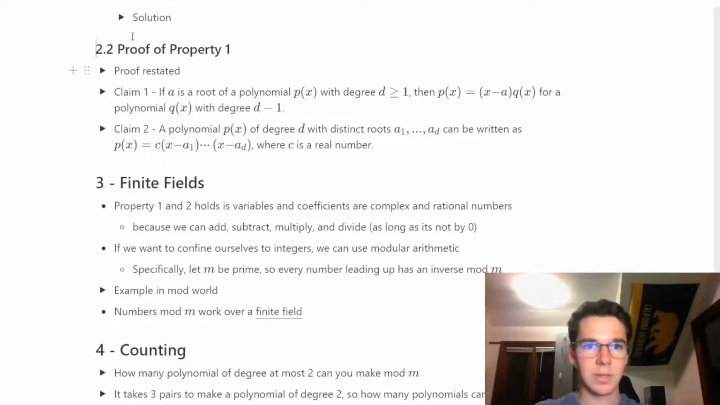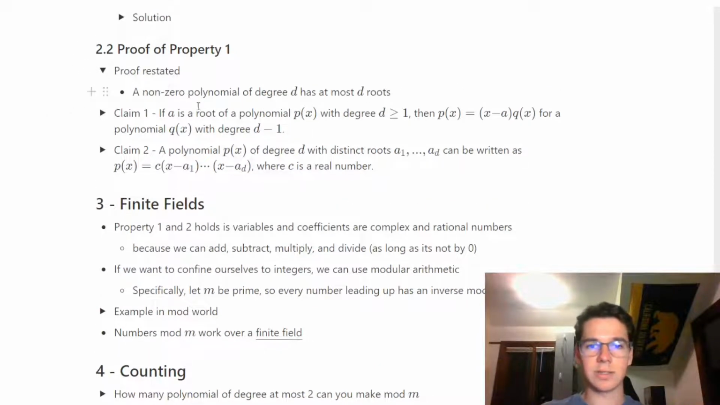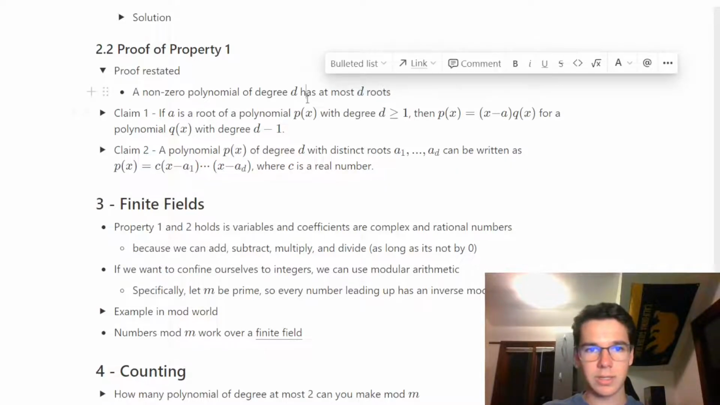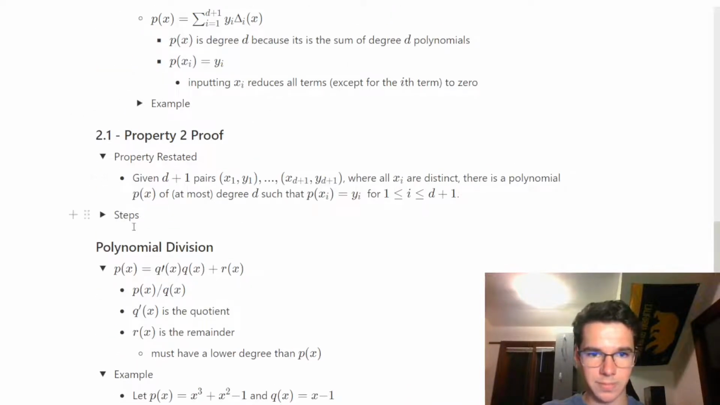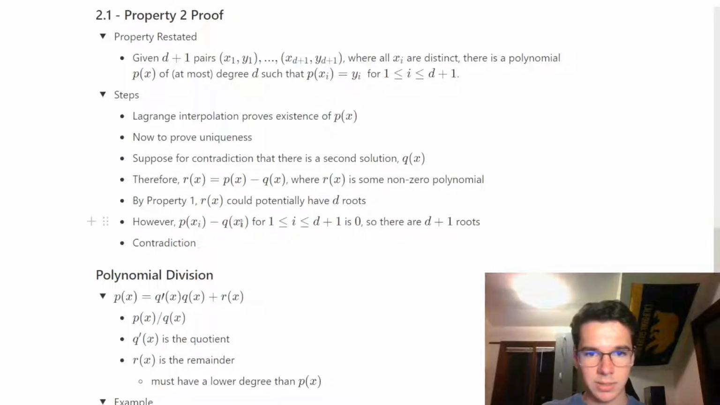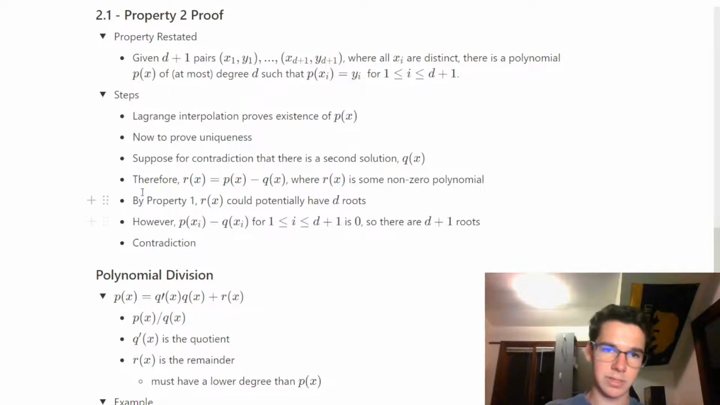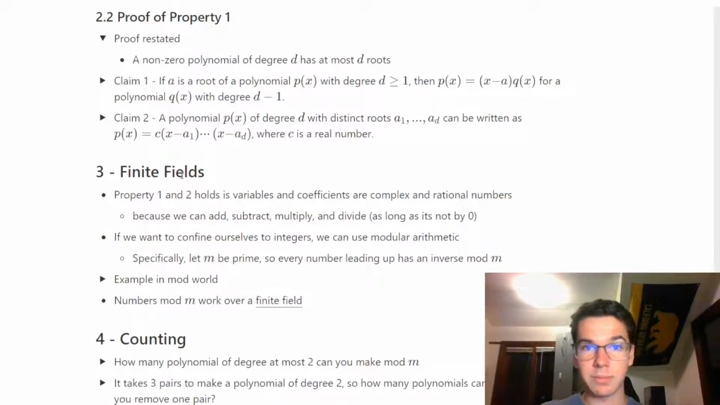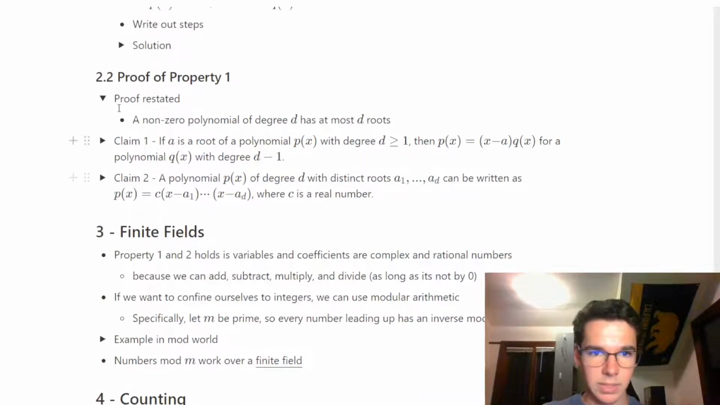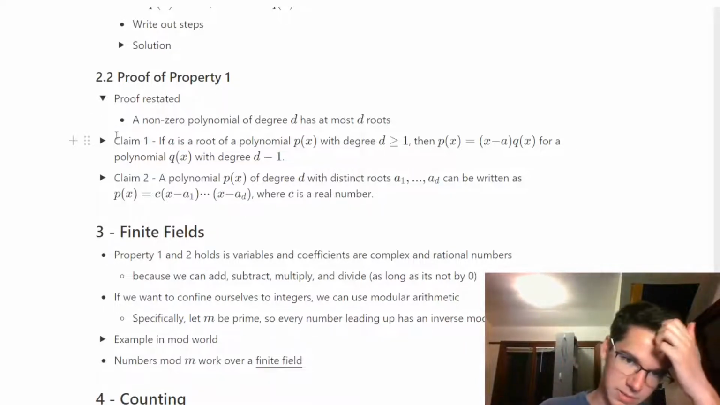Now we're going to go over the proof of property 1. To restate it, a non-zero polynomial of degree d has at most d roots. If you remember from the uniqueness step, the reason this was a contradiction was because we said that a degree d polynomial has d+1 roots, which is not possible because it can only have at most d roots. We're going to use these two claims to put this proof together.